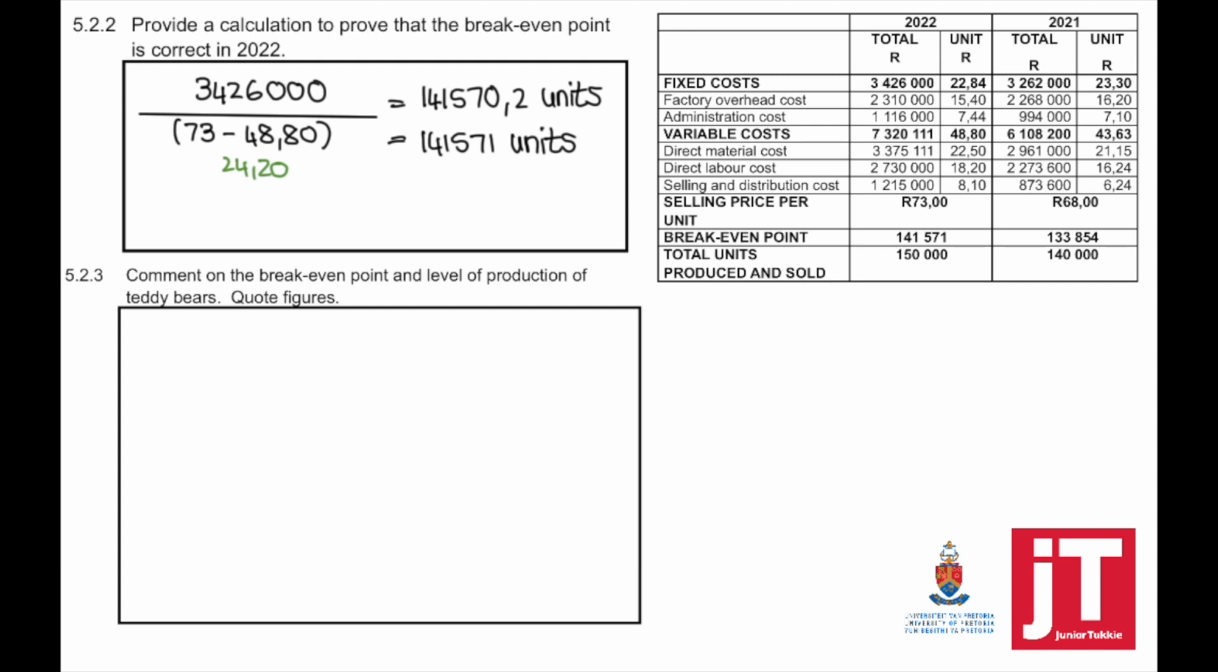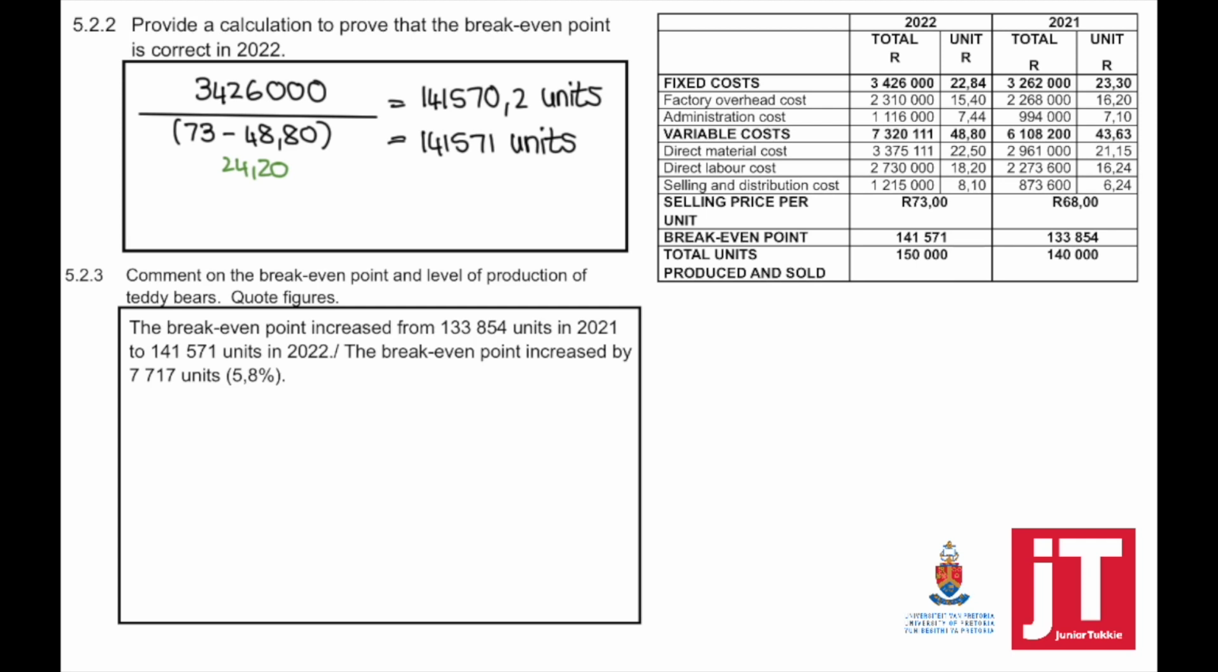So again, when we're commenting on this, we compare the break-even point from last year to this year. We compare the number of units produced and sold last year to this year. And then we also compare the break-even point with the total numbers produced and sold for each year to see if we made a profit or a loss. Are we breaking even? Are we covering our cost?